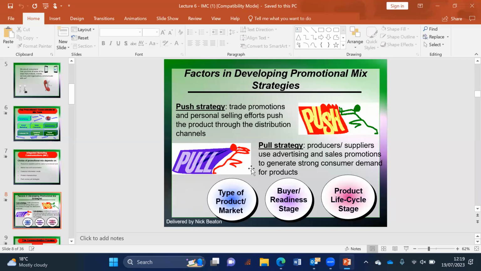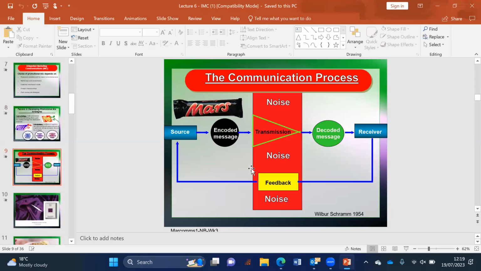That's a pull strategy. There's a communication process where you, as the source, encode a message. So that could be a video ad on TikTok, it could be a picture, it could be a billboard. So that's your message that you're encoding. Then you transmit it, so you make it available to your audience, and then the audience decodes the message, and then they give you feedback. That could be in terms of your sales or their reactions on your marketing message.